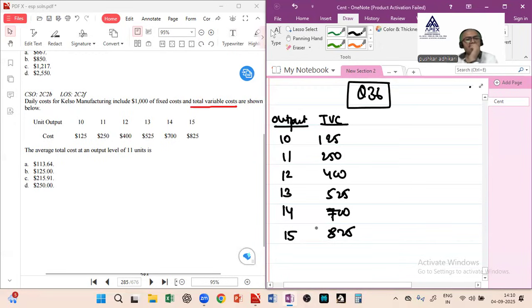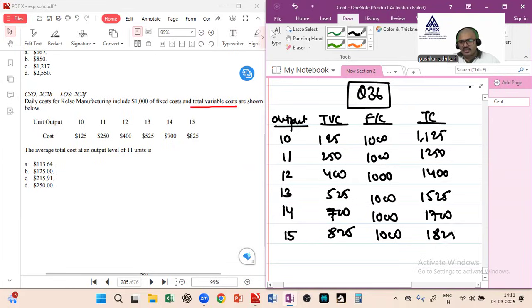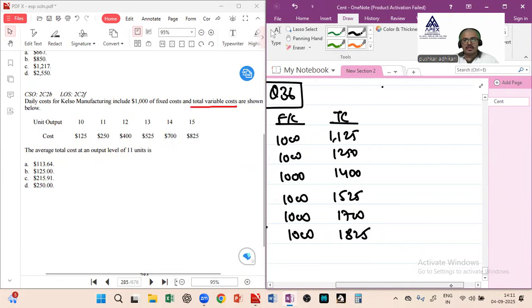Now what are they asking me? Now if I was to take the fixed cost, obviously it will be 1000 everywhere. There arises no doubt. What is the fixed cost going to be? 1000. Agreed or disagreed? Now if they say calculate the average cost, then I would take into consideration the total cost. What is the total cost? 1125, 1250, 1400, 1525, 1700, and 1825. Now this is my total cost.